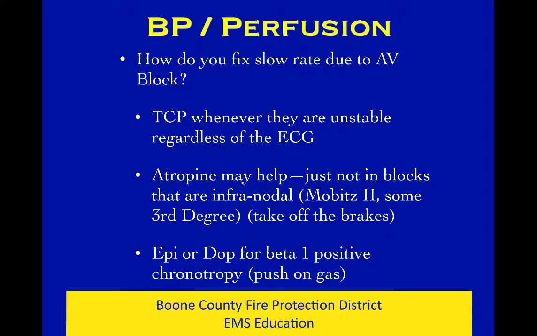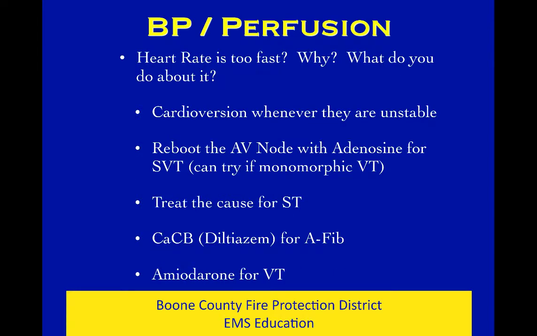And again, dopamine at that 5 to 10 mics per kilo per minute range is the beta 1 range on dopamine. And that's what you're going to use to push on the gas. All right, quickly, what if the heart rate is too fast? Why is it too fast? What would you do about that?